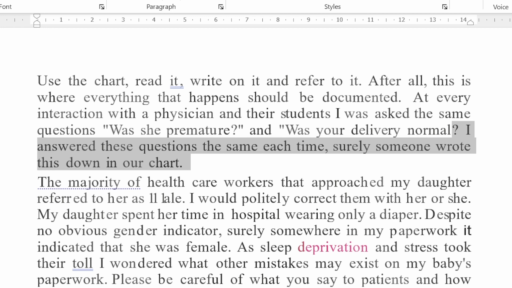I answered these questions the same each time. Surely someone wrote this down in our chart. So the speaker is saying that she gave the same answer to these questions every time. She expected that someone would have written down the answer in their chart, so the healthcare professionals would not need to ask the same question repeatedly.